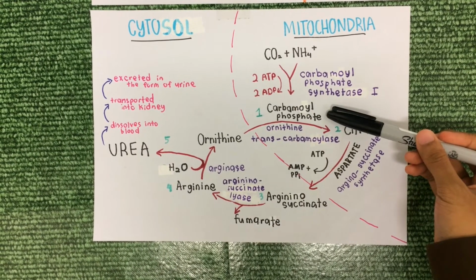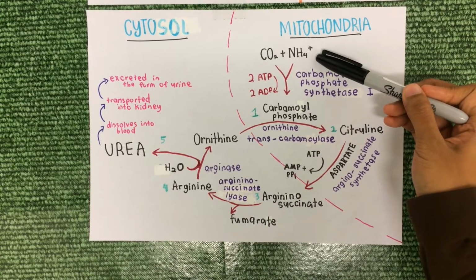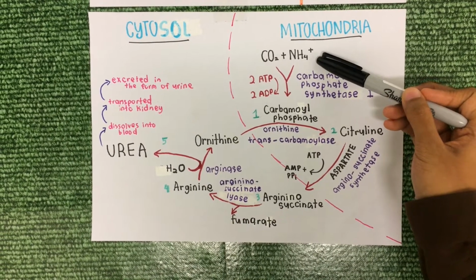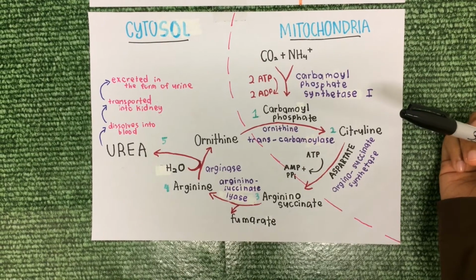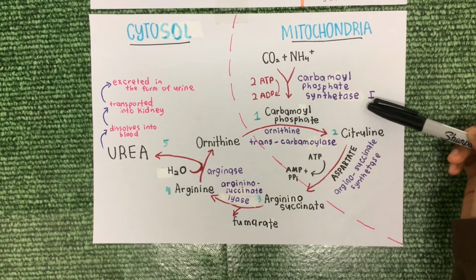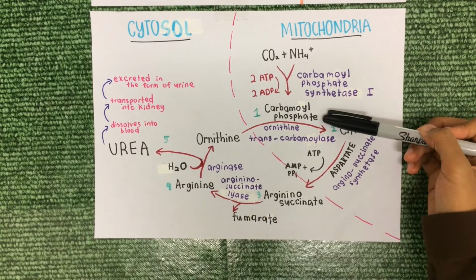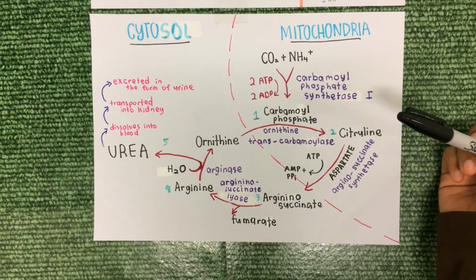The carbon dioxide, which exists in the body in the form of bicarbonate ion, will react with the free ammonia. This reaction is assisted by the enzyme carbamoyl phosphate synthetase 1. The product is carbamoyl phosphate. This step involves 2 ATP.